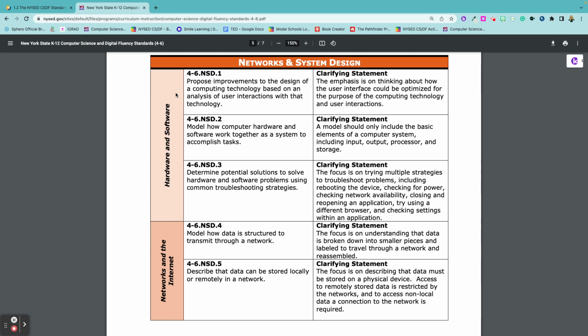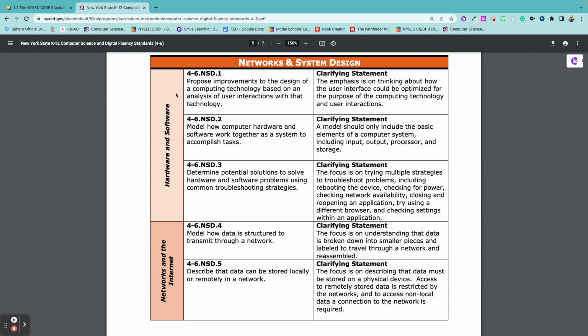As we move into networks and the internet, we're going to model how data is structured to transmit through a network. Here we're looking to understand that data is broken into smaller pieces and labeled to travel through a network and reassembled. So simple videos that explain how a computer works or how data moves can be very helpful here.